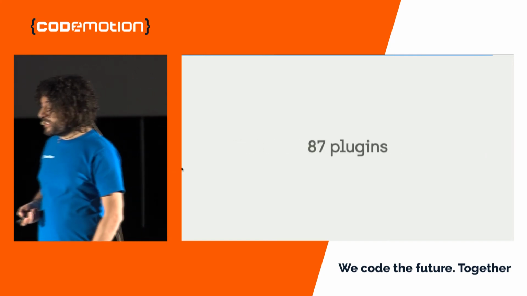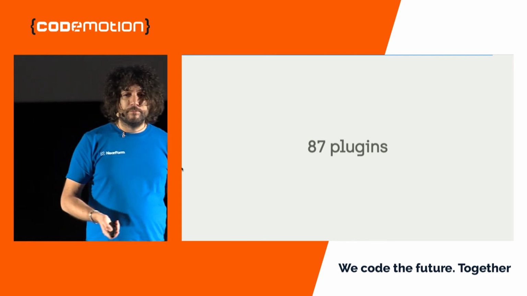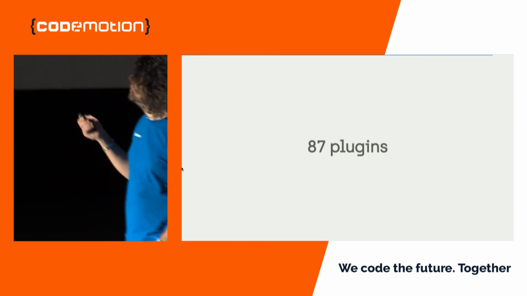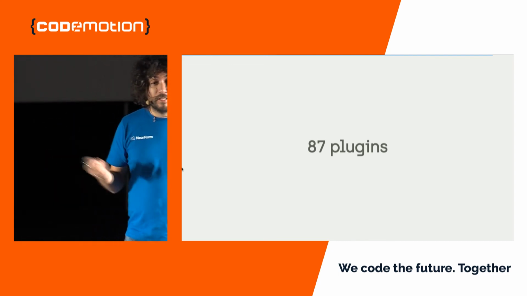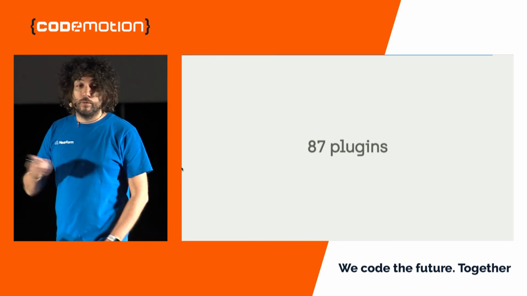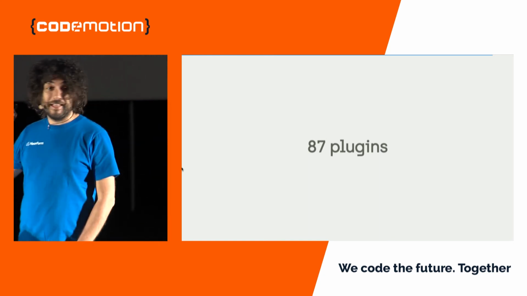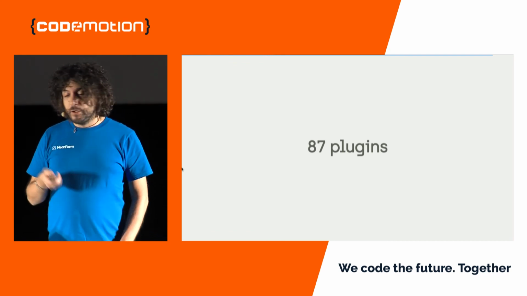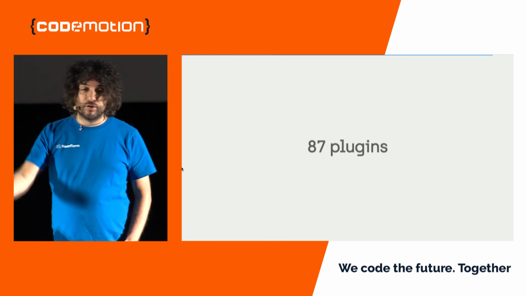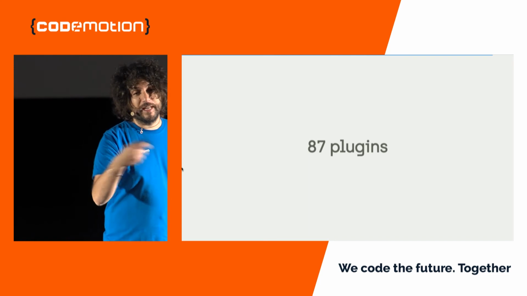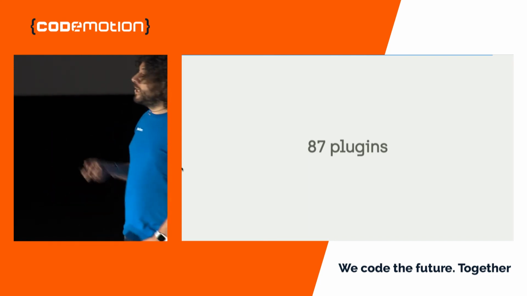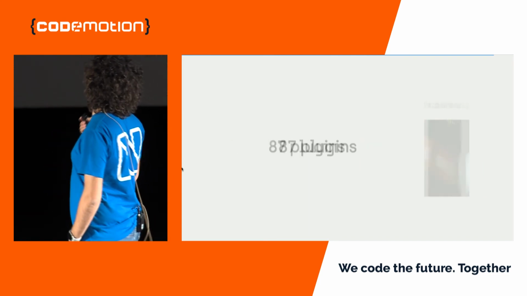We also have 87 ecosystem plugins, probably 88 at this point, but whatever. 87 ecosystem plugins that you can download and use to do all the things, from Swagger to Postgres, MongoDB, all the database adapters are there, but also other stuff. Very, very handy.